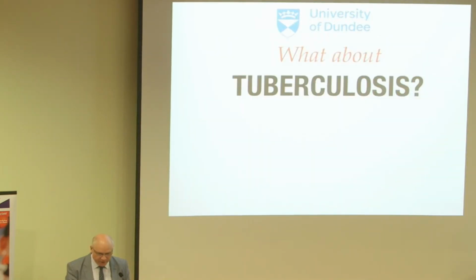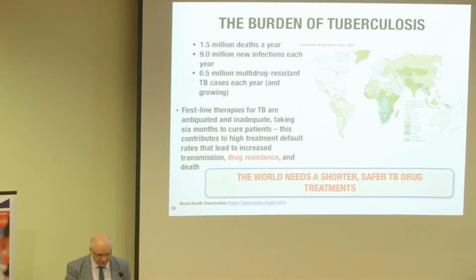Okay, so that's for malaria. Very briefly, what about tuberculosis? Because that's another disease that we work on. TB is an amazing disease, a really ancient disease. And it comes as a shock to most people to hear that still 1.5 million people a year die of tuberculosis, a curable disease. So why is that?